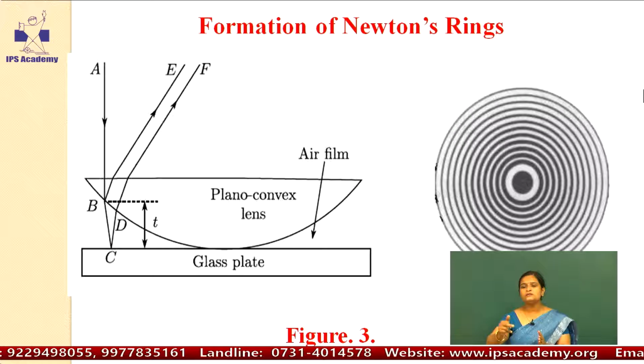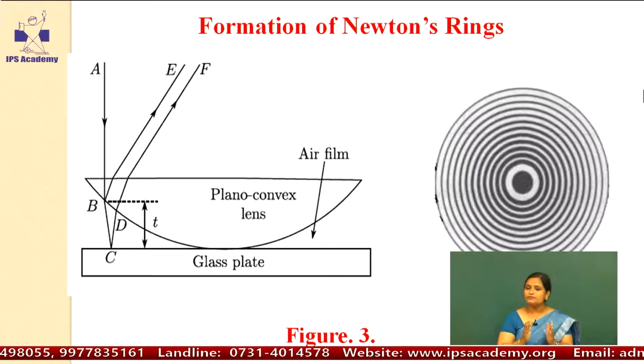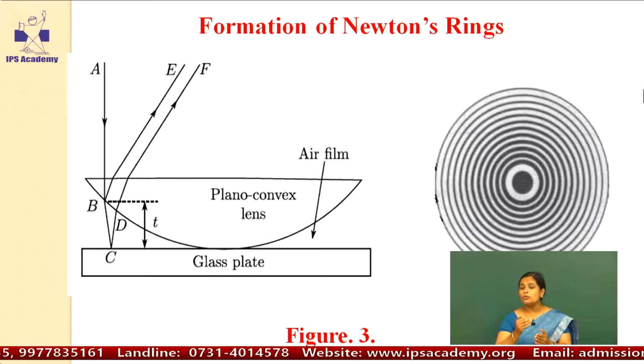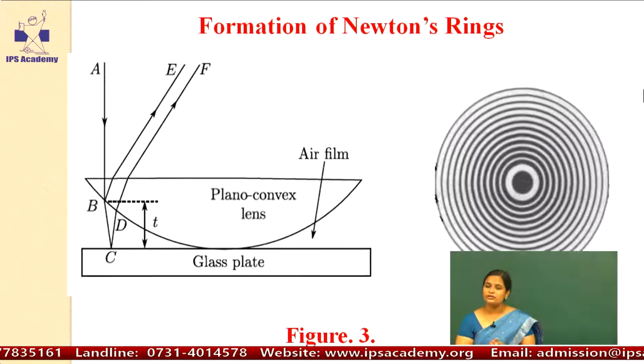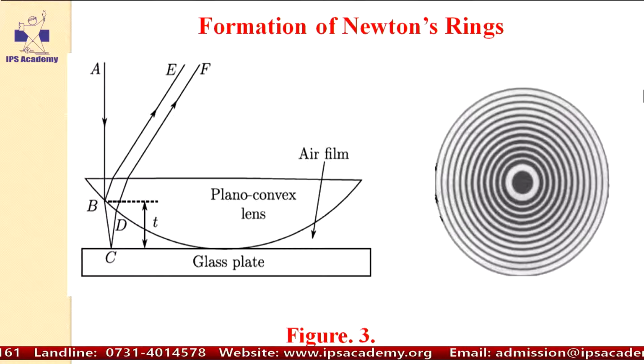And the locus of this plano-convex lens is spherical in shape, hence we are observing here the ring-like structure. You can see in this figure number 3, the center is dark, this is a destructive interference, then bright, then dark, alternate dark and bright fringes are observed. So these are the constructive and destructive interference, and because of the locus of the plano-convex lens, it is obtained in the form of rings.